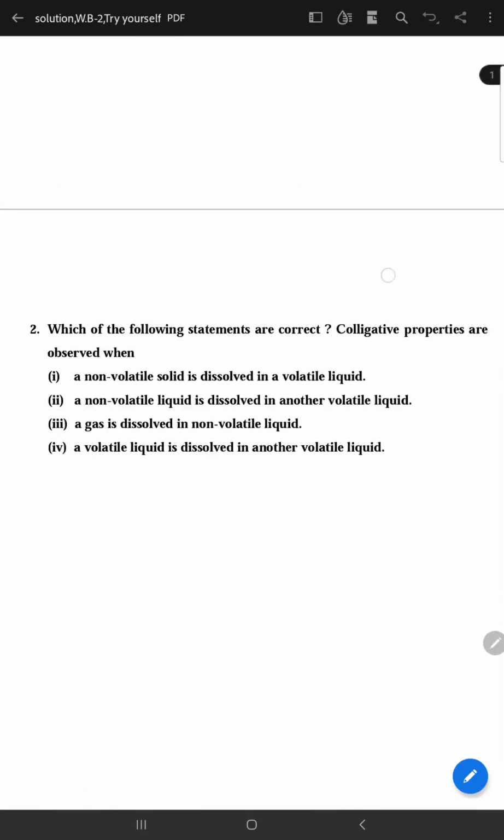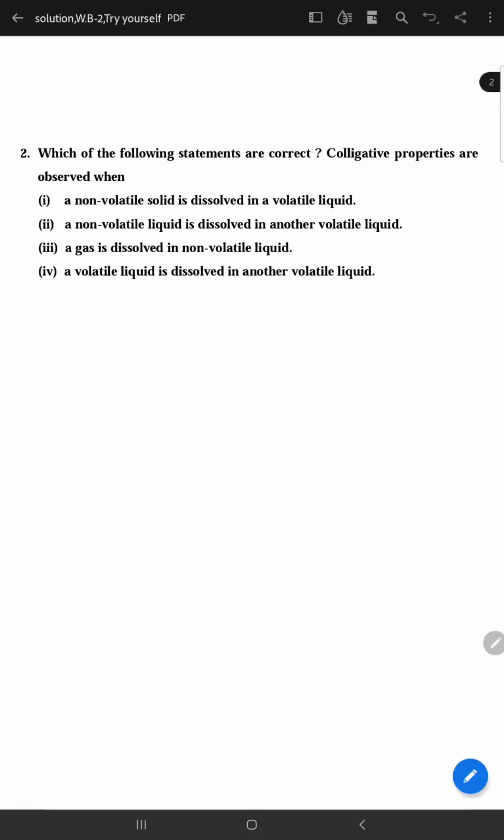Now we will move on to the second question. Which of the following statements are correct? Colligative properties are observed when? Whenever a non-volatile solid is dissolved in a volatile liquid, you can observe the colligative properties like elevation in boiling point, depression in freezing point, osmotic pressure, etc. So for the second question, option 1 is the correct answer.